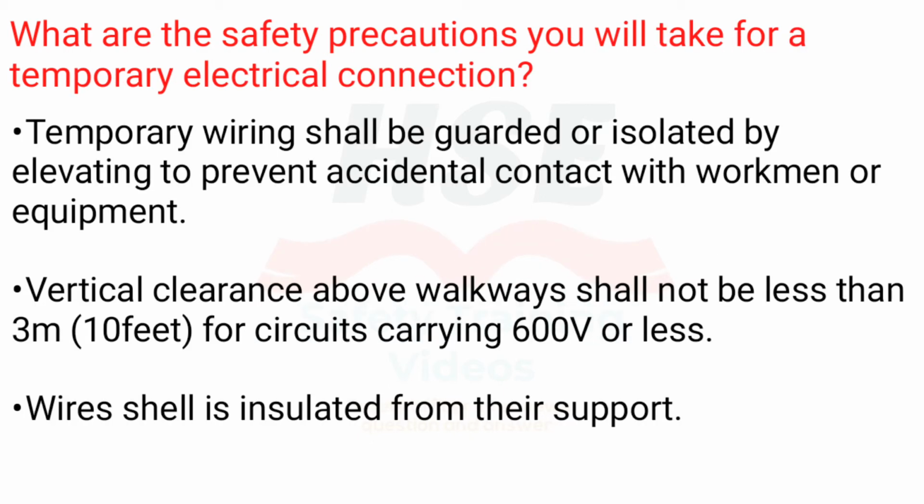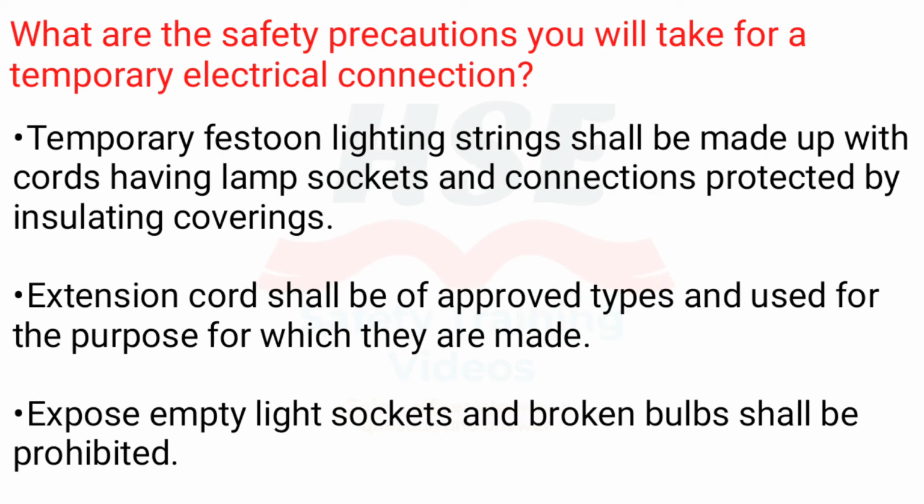What are the safety precautions you will take for a temporary electrical connection? Temporary wiring shall be guarded or isolated by elevating to prevent accidental contact with workmen or equipment. Vertical clearance above walkways shall not be less than 3 meters, 10 feet, for circuits carrying 600 volts or less. Wires shall be insulated from their support.